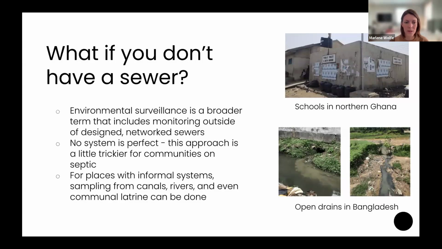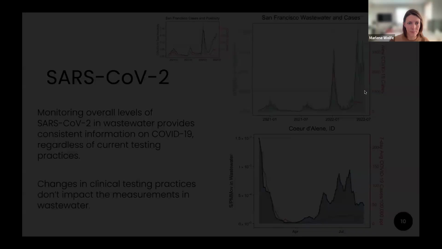But places with informal systems, there is a lot of sampling, and this has been done, again, for a long time. So now we're looking at learning how to take some of the new tools that we've developed and have this learning go back and forth between high-income countries and low and middle-income country settings to create kind of a global network. These are just a couple examples of places where we've sampled at open drains in Bangladesh, latrines at schools in northern Ghana.